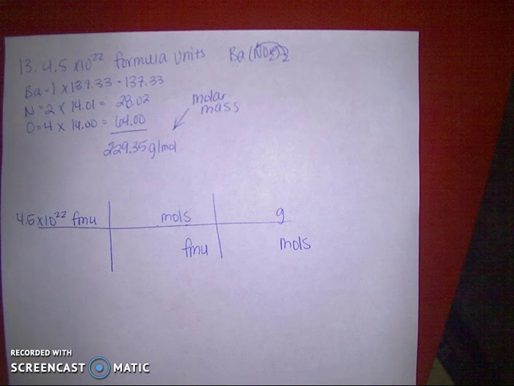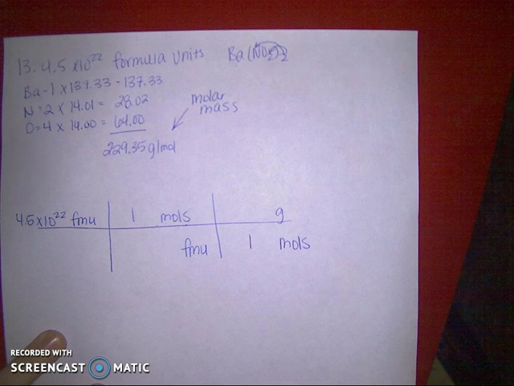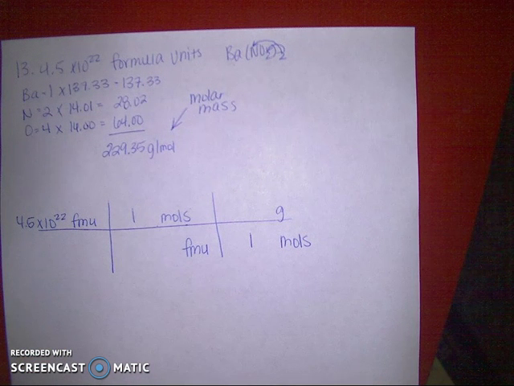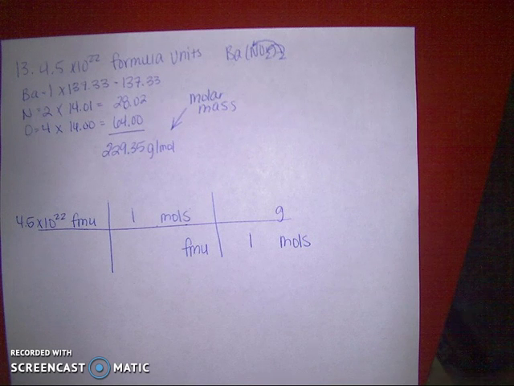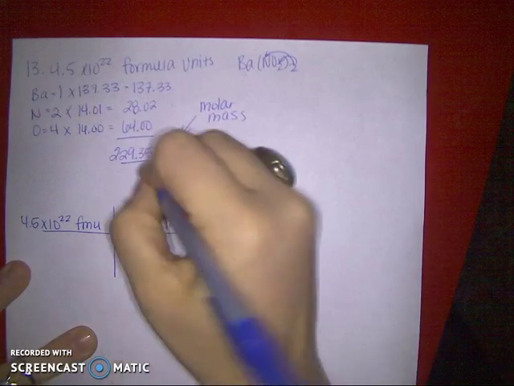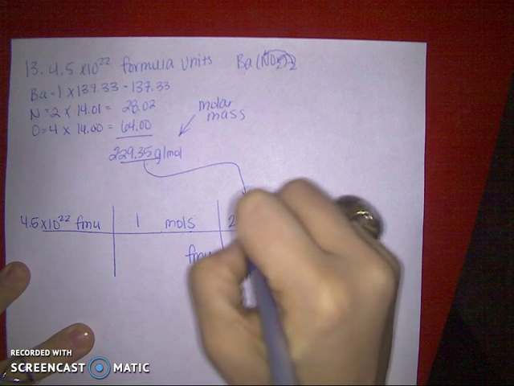Now, we know that the number 1 is the only number that can ever go in front of moles. So 1 and 1. And then we just found the grams of BaNO2, and that's right up here. So we're going to transfer this number and bring it right down there. Okay, so you're going to plug that in right there.